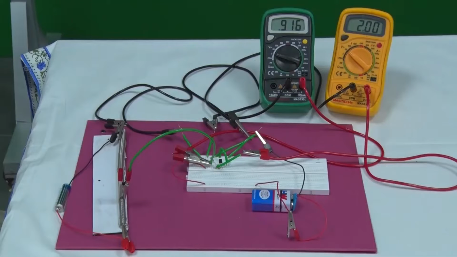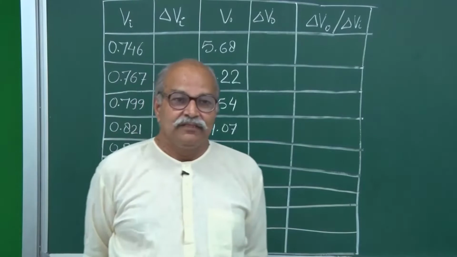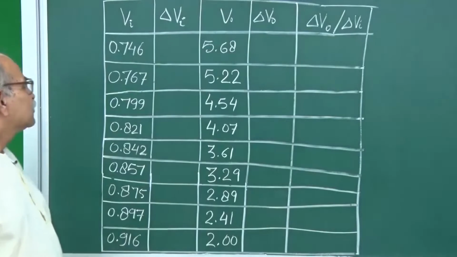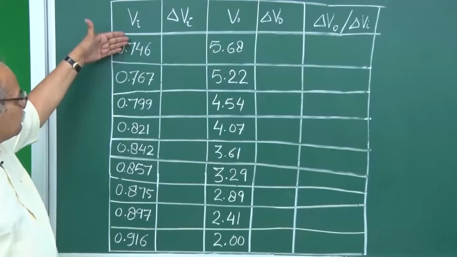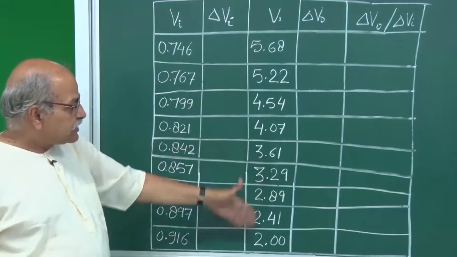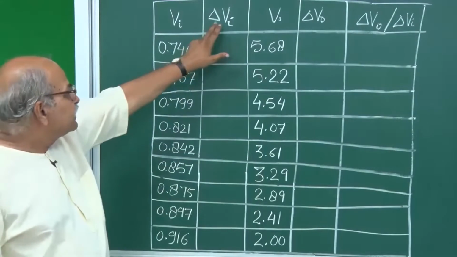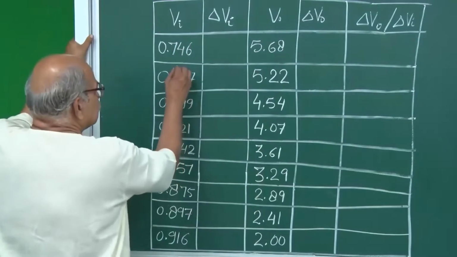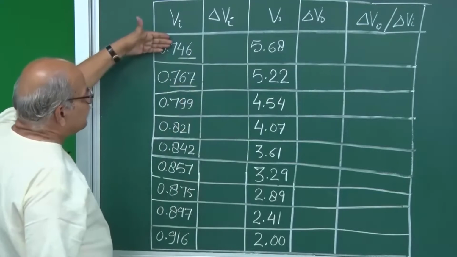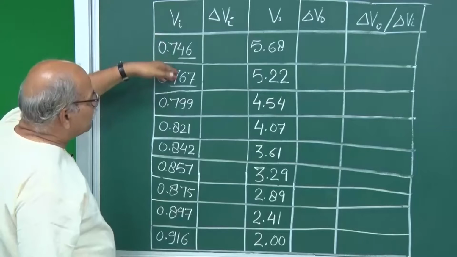So, we will stop here, and all these data have been noted on the board, and we will do the analysis. Thank you Ranjit for writing this data. These are the input voltages Vi, and these are the corresponding output voltages. Let me see what this delta Vi is. First I will subtract this from this.